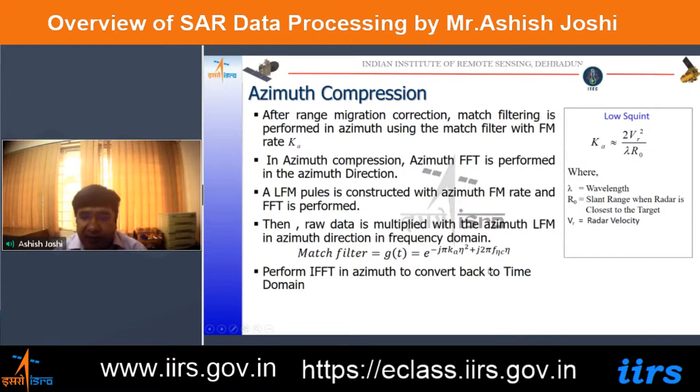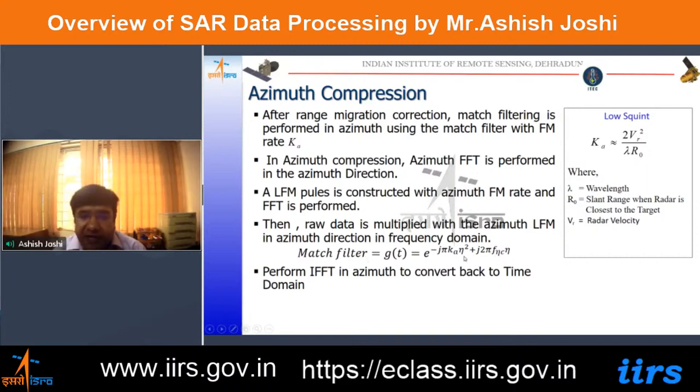We have to make the matched filter like this one. Ka is called the azimuth FM rate. This azimuth FM rate is given by 2v² by λr, where v is the radar velocity, r is the slant range, and λ is the wavelength. So we have to compute this azimuth FM rate, which is called Ka. This is called the matched filter, and this is the Doppler centroid.